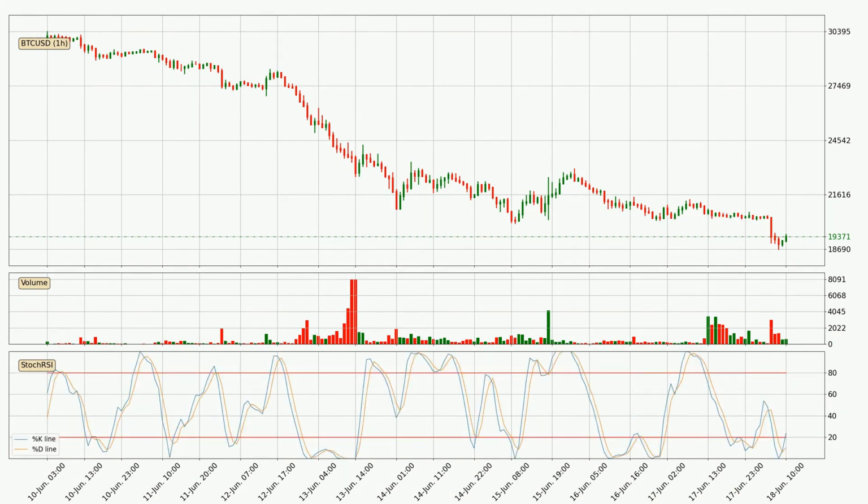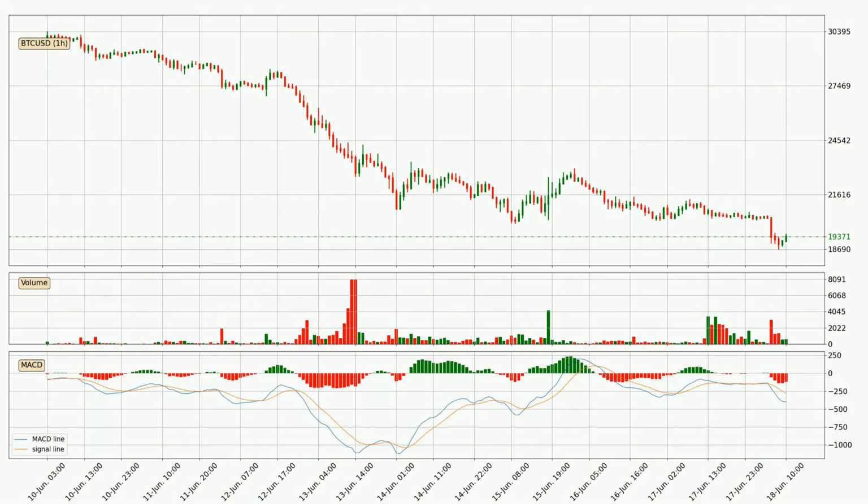Looking at the hourly stochastic RSI, both the %K and %D lines are in the lower region, which means that the price is getting oversold and soon a trend change or at least some kind of consolidation could be expected. The trend has shifted upwards because the K line is currently located above the D line.